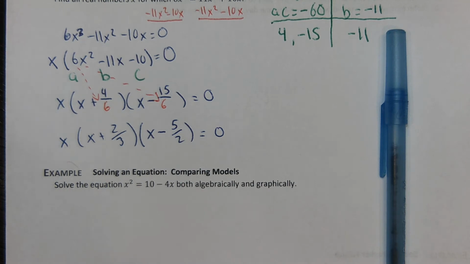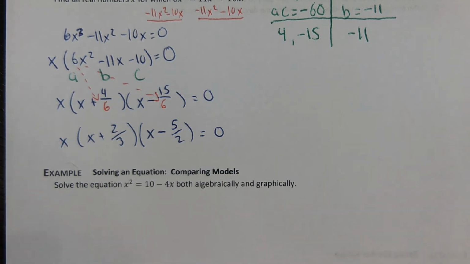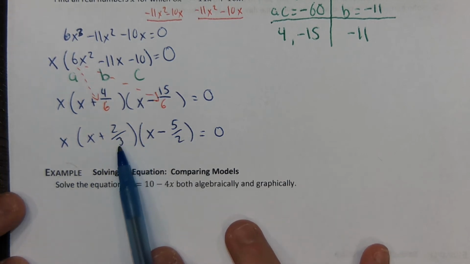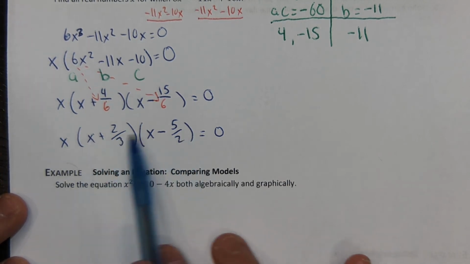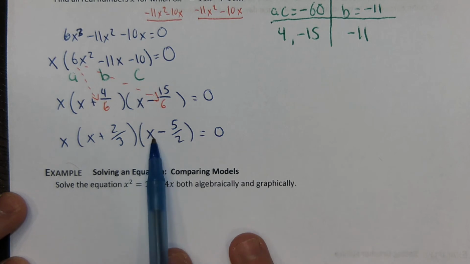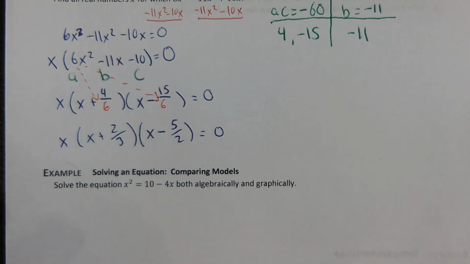Now, if we were just trying to factor, we wouldn't be finished here. The last step of the Lizzie method when factoring is to take any denominators that are left and scoot them in front of their x's. So this would say 3x plus 2, and this would say 2x minus 5. But since we're just solving for x, the Lizzie method shows us our solutions right here.